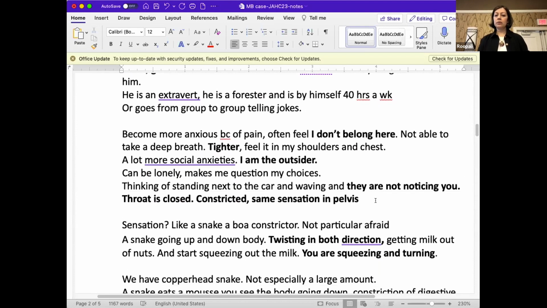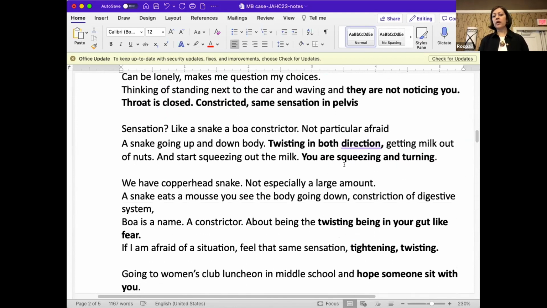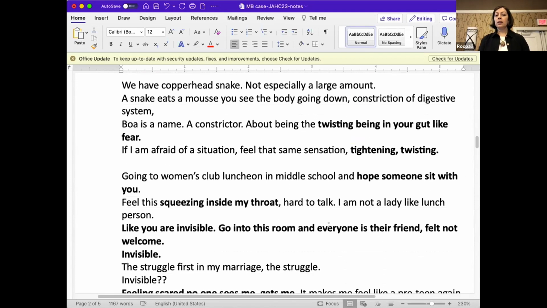Then if you go down, tighter, I feel it in my shoulders and my chest. My throat is closed, constricted. It's the same sensation in the pelvis. Twisting in both directions, you're squeezing and turning. It's twisted in your gut like fear. So even when she has not pain but a somatic feeling in response to the anxiety, it's again twisting. If I'm afraid of a situation, she feels the same tightening and twisting. So she's feeling squeezing, tightening, and twisting in her sits bones, in her throat, in her shoulders and chest, and in her gut when she feels anxiety.